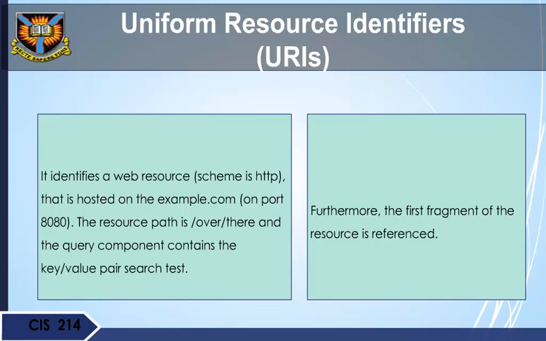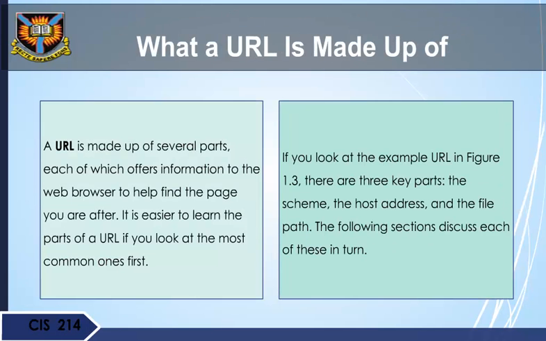It identifies a web resource. Scheme is HTTP, hosted on example.com on port 8080. The resource path is /over/dir and the query component contains the key/value pair search text. Furthermore, the first fragment of the resource is referenced.